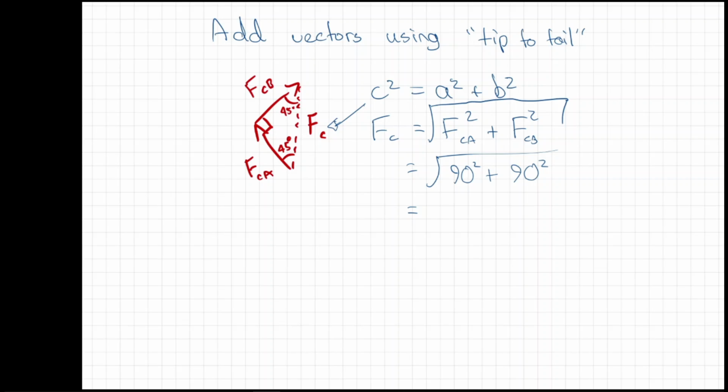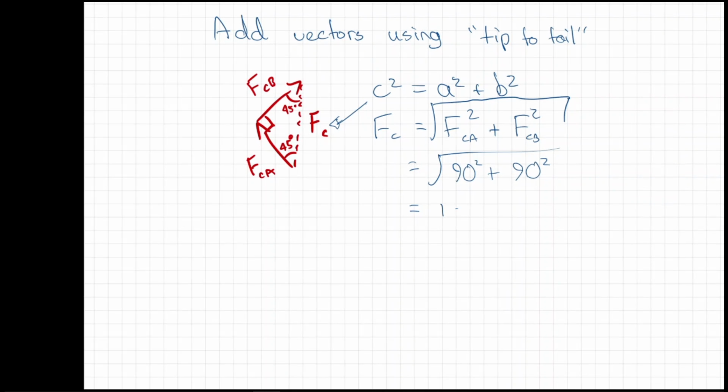9 squared is 81, so is that 8,100? Which is 16,200, which the square root of that would be obviously 127 point what? Let's go 28. Yeah, that's fine. Either or.